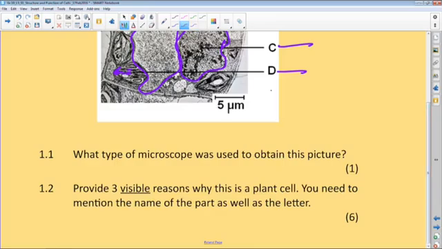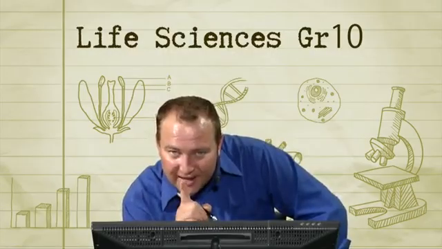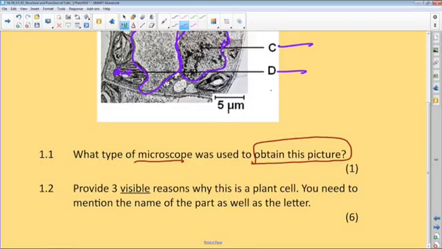What type of microscope was used to obtain this picture? Now understand, you know of one, okay, and I know of two. You actually know of two. I need you to know which one is which. Think about it carefully. Okay, the next question: provide 3 visible reasons why this is a plant cell.